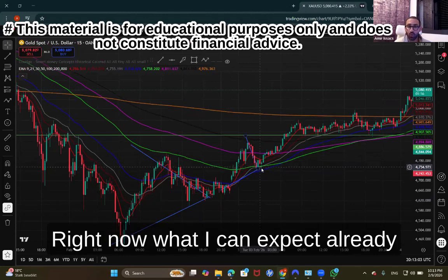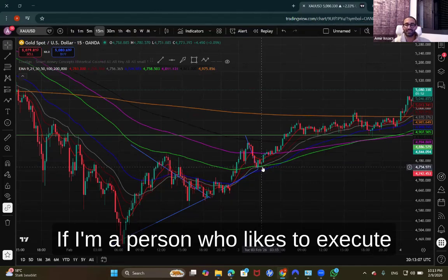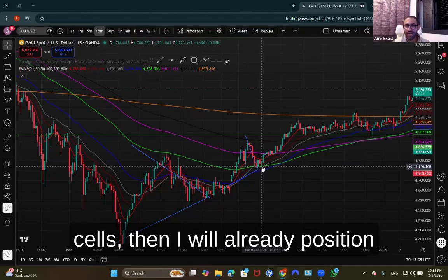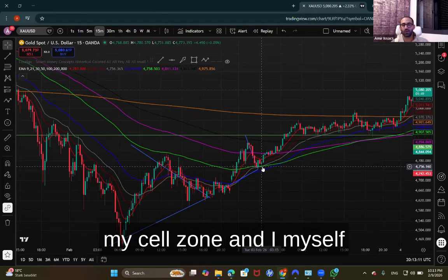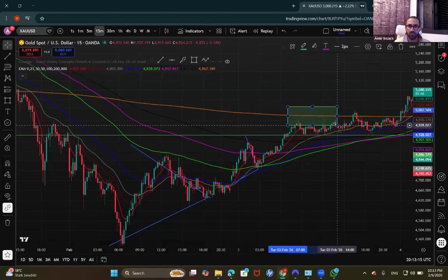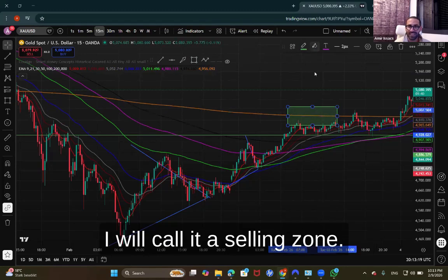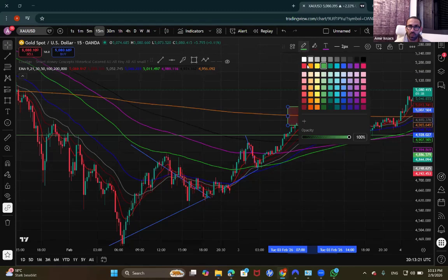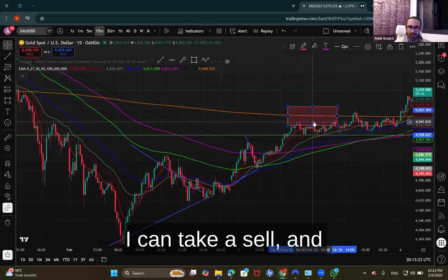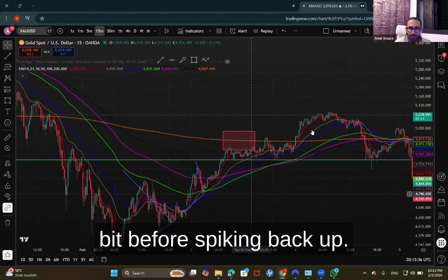What I can expect already in advance is, if I'm a person who likes to execute sells, I will already position my sell zone. I myself will usually position it over here, and anywhere around this box, I will call it a selling zone. I can take a sell. And as you see, it did drop a little bit before spiking back up.